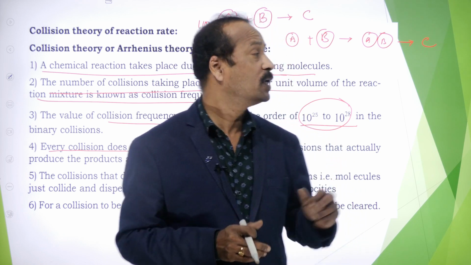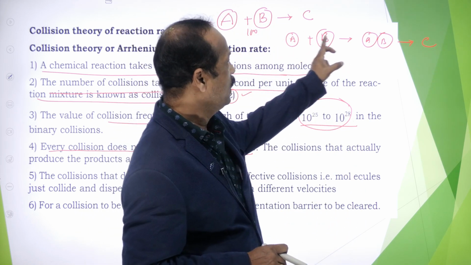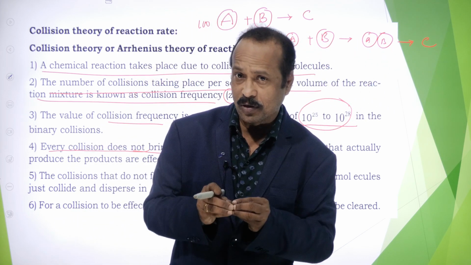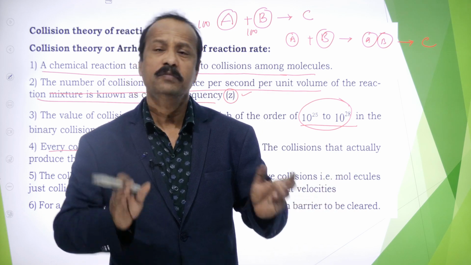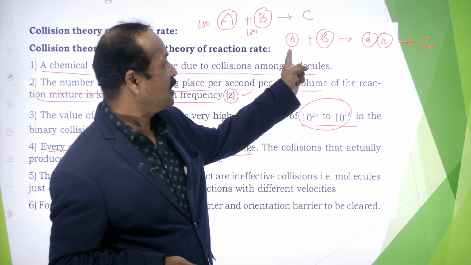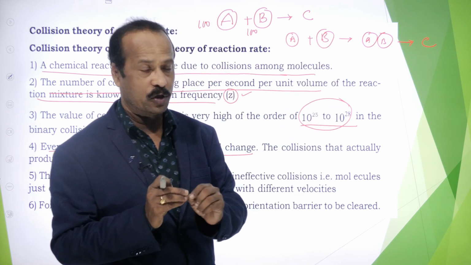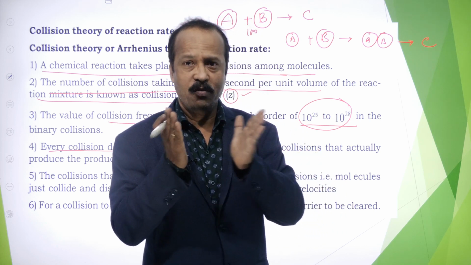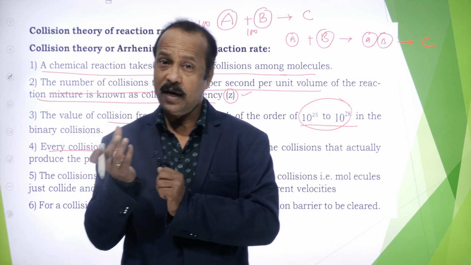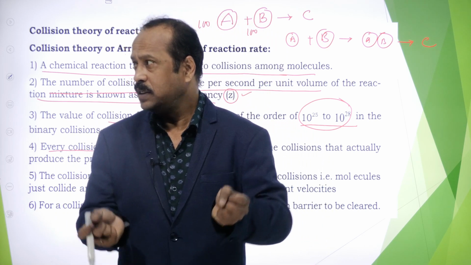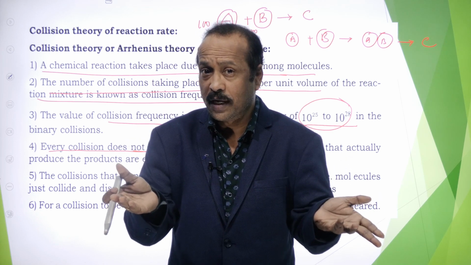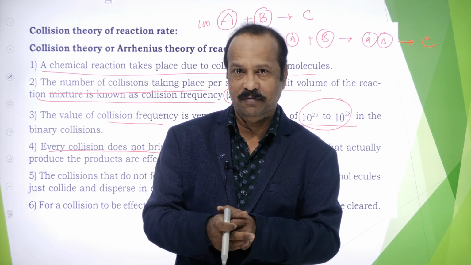Here 1 A is combining with 1 B to form 1 C. So 100 molecules of A are reacting with 100 molecules of B to form 100 molecules of C. Theoretically, yes, because one A molecule is colliding or reacting with one B molecule, forming one C. Now I am providing 100 A molecules, 100 B molecules. These are combining, so how many molecules should we get? We should get 100 C molecules, correct?